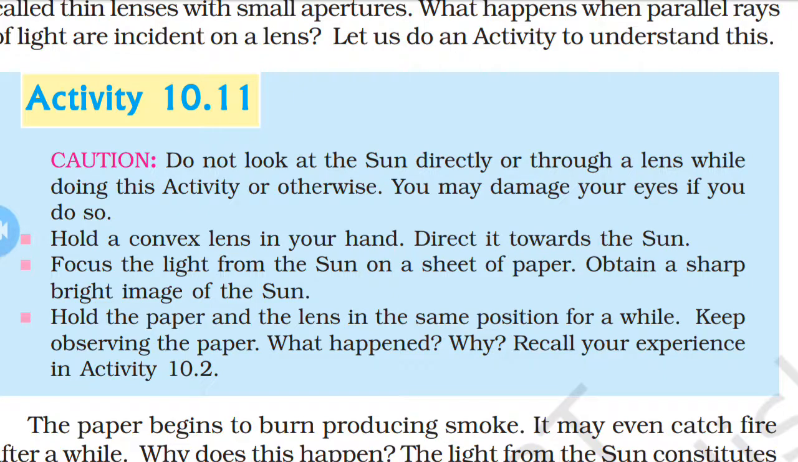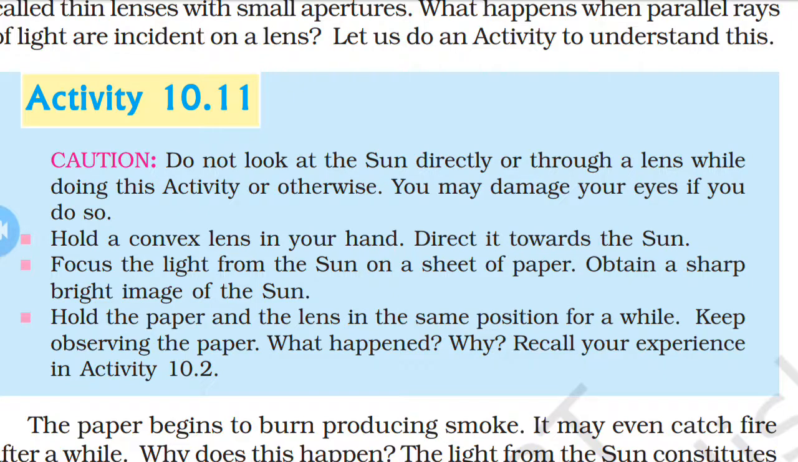When the paper and the lens were held in the same position for some time, the paper began to burn, producing smoke. After some time, it caught fire because the light from the sun constitutes parallel rays of light, and these rays were converged by the lens at the sharp bright spot formed on the paper, and so heat is produced by these sun rays as they concentrate on the spot. This caused the paper to burn.